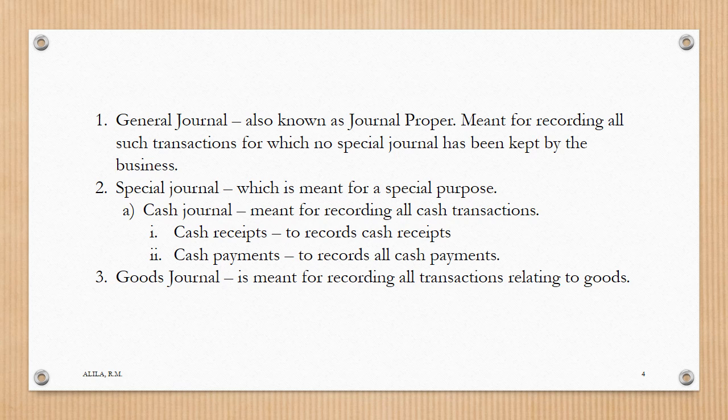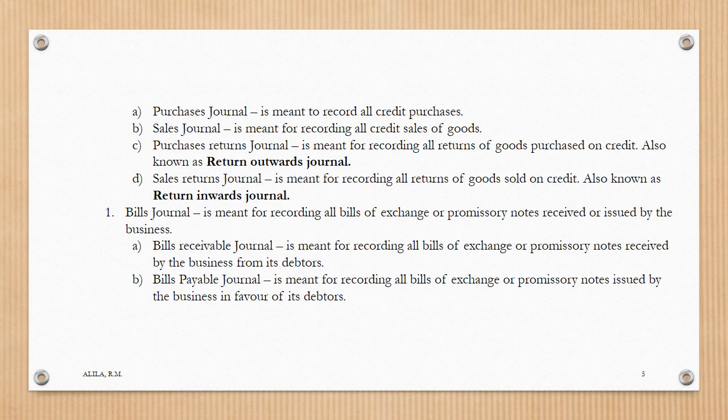This is meant for recording all transactions relating to goods. It may end up as a purchases journal, meant to record all credit purchases, a sales journal, meant to record all credit sales of goods, and a purchases return journal, meant for recording return of goods once purchased, also known as the return outward journal, and therefore sometimes known as the return outward daybook. The sales return journal likewise records goods sold on credit that are returned. It is also known as the return inward journal or return inward daybook.